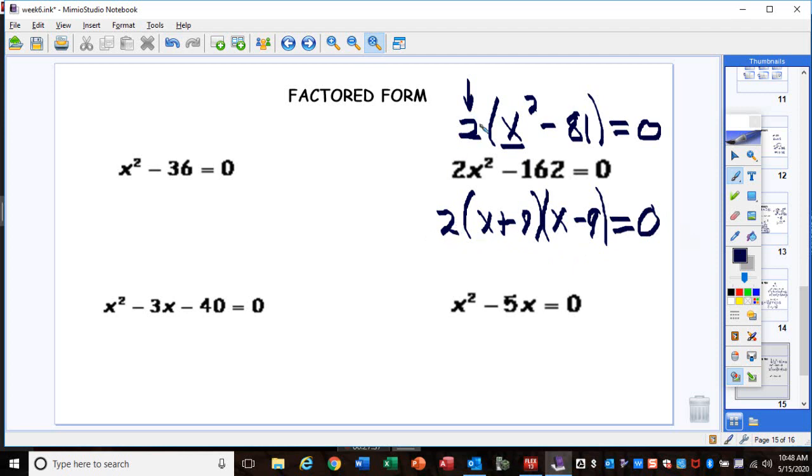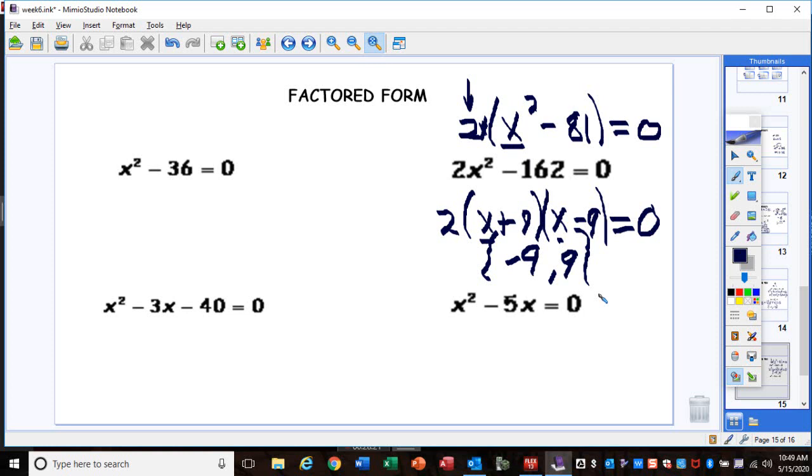Now, if this was 2x for whatever reason, that would be an answer because that's where the x is. But if it's just a constant, it doesn't matter. So your answer is going to be -9 and +9. 2 answers. And we have satisfied the solutions.